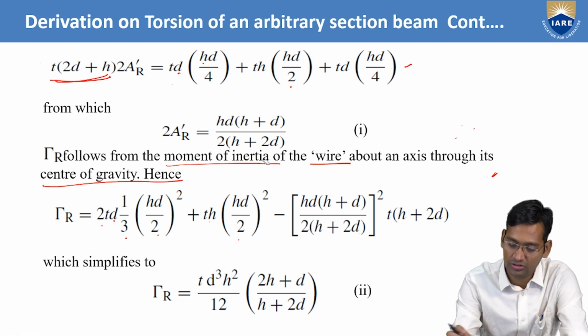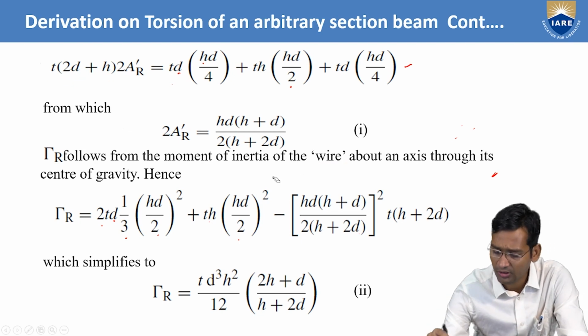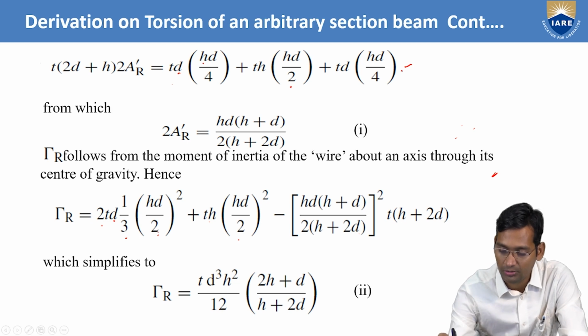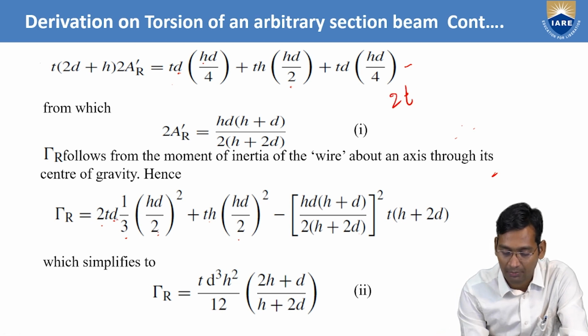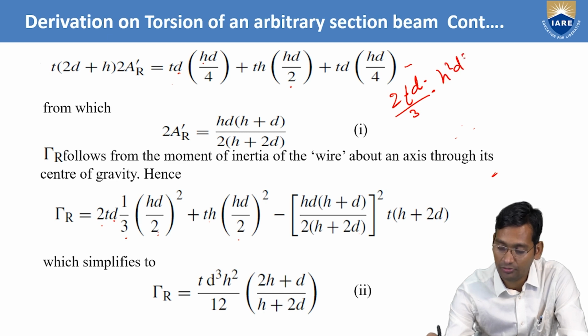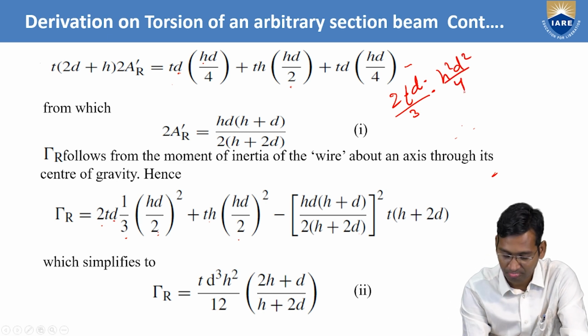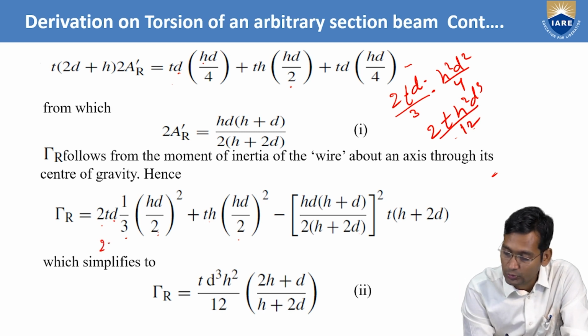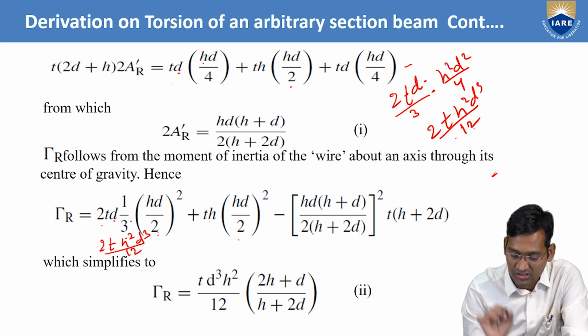Okay, so let's see how to simplify this one. After multiplying h square d square by 4, so this will be 2t. I'm multiplying here directly. Just let me write 2d by 3 into h square d square by 4. So this term becomes 2t h square d cube by 12. Right. So I'm writing here 2t h square d cube by 12 for this term.